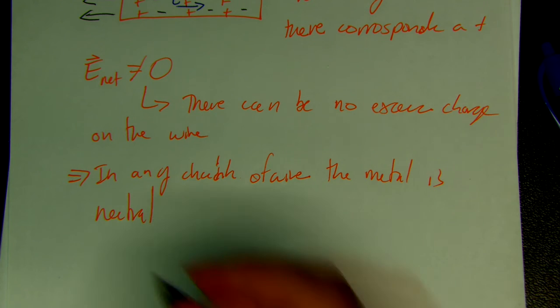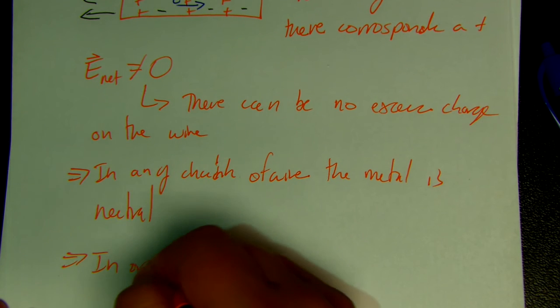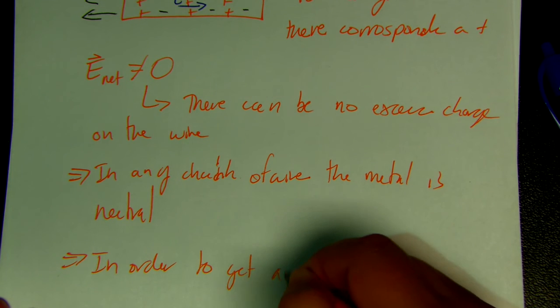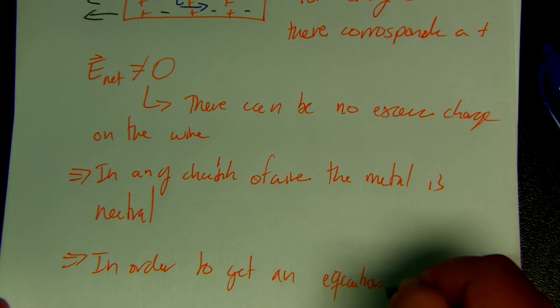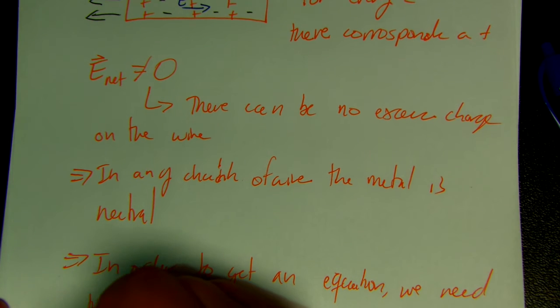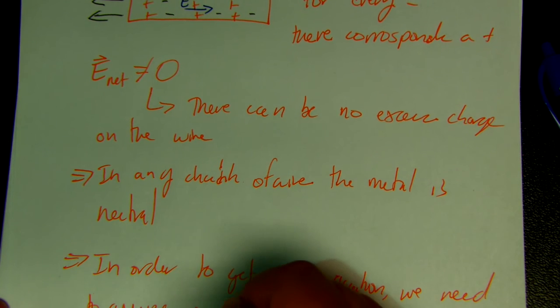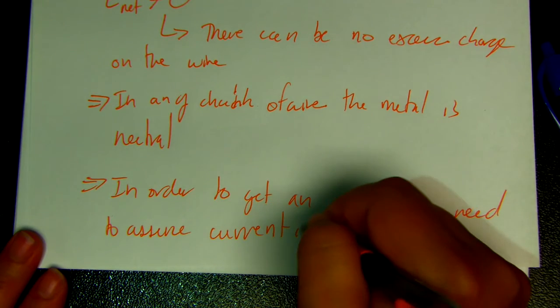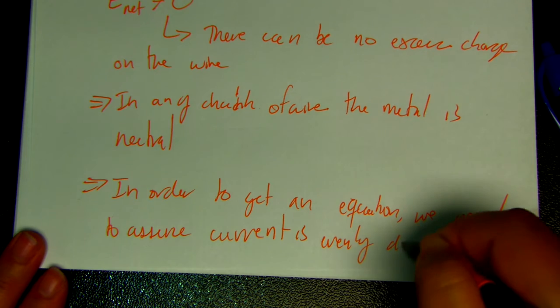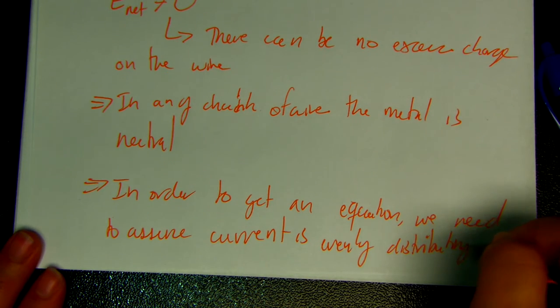All right, so in order to get an equation, we need to assume current is evenly distributed. Now, we will go through in excruciating detail in the next chapter how to really understand current. It's a very conceptual chapter. It's often a favorite, but if there's any fuzziness you feel thinking about it in this chapter, wait till the next chapter and then we can address it at that point.